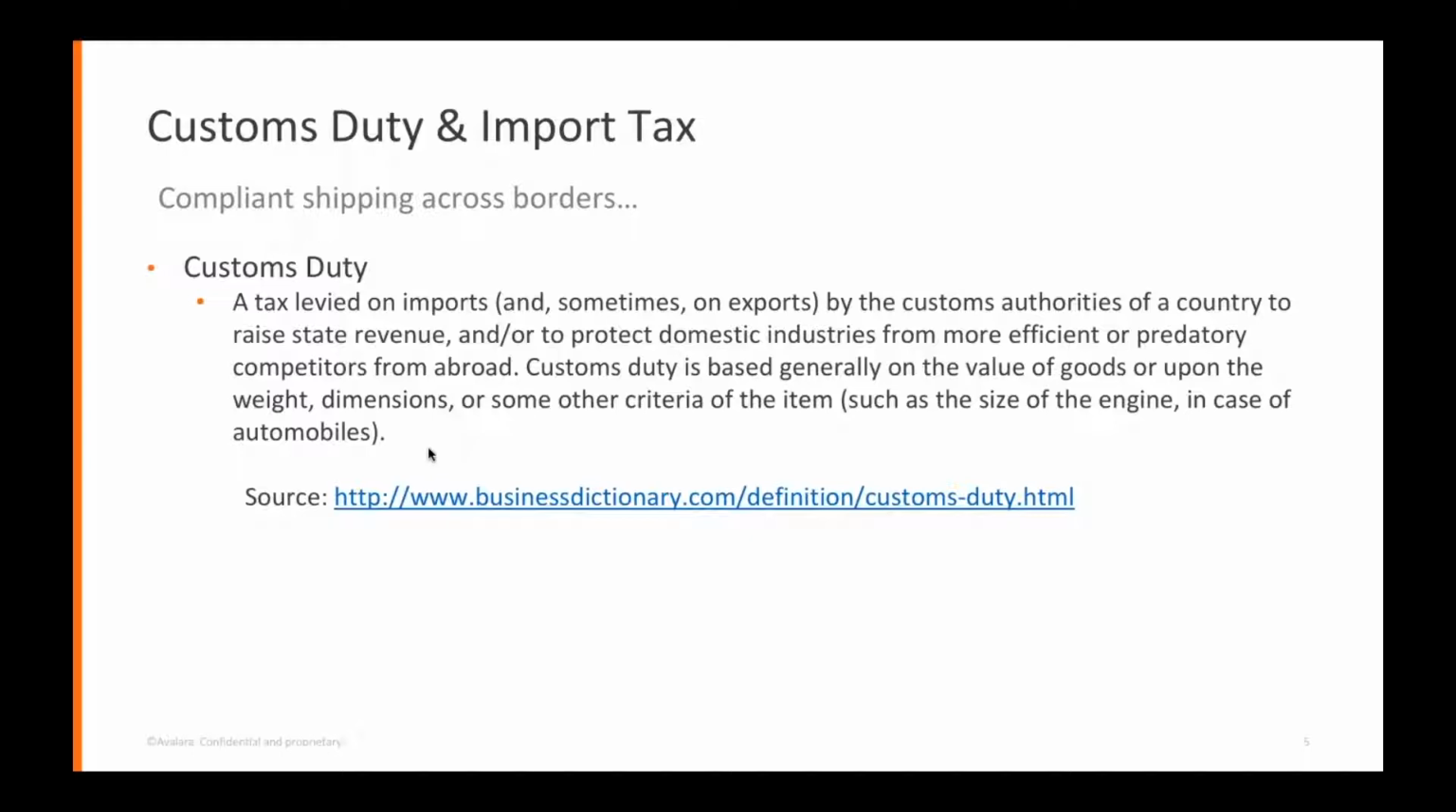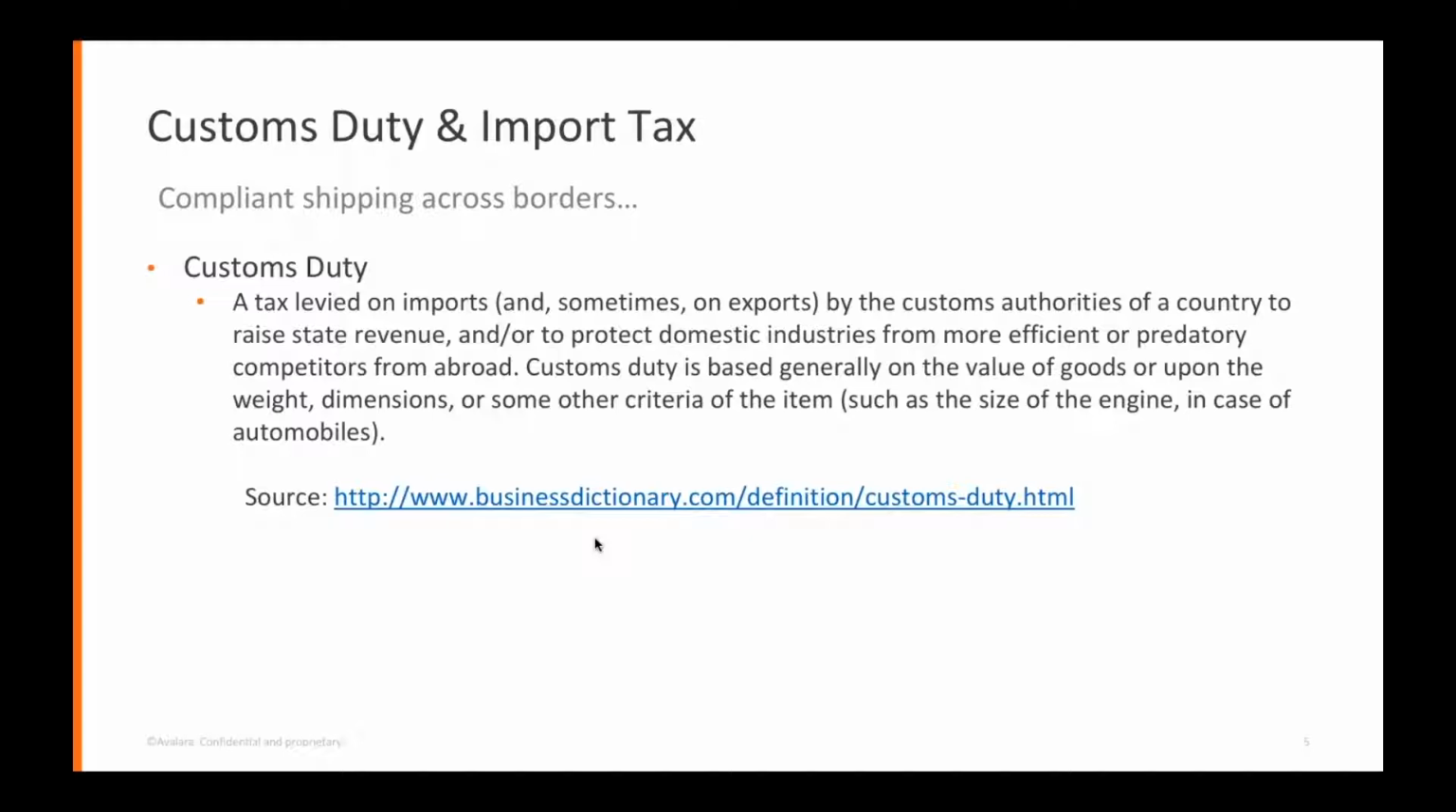But before we get into talking about what that looks like, first of all, identifying for those of you that may not be familiar with what a customs duty is, I'm just going to read off of this. This is from businessdictionary.com. A customs duty is a tax levied on imports and sometimes on exports by customs authorities of a country to raise state revenue and or protect domestic industries from more efficient or predatory competitors abroad. Customs duty is based generally on the value of goods or upon the weight, dimensions, and some other criteria of the item, such as size of the engine in case of automobiles.